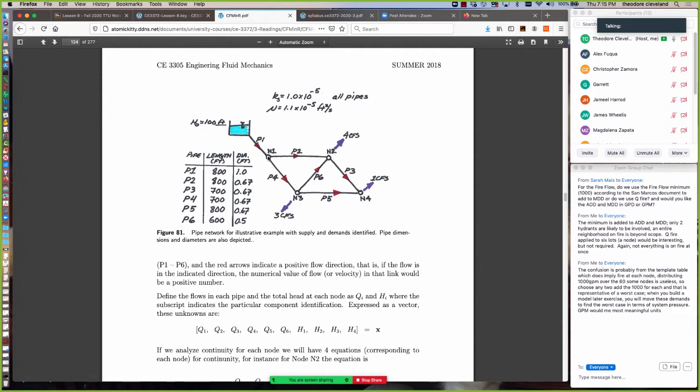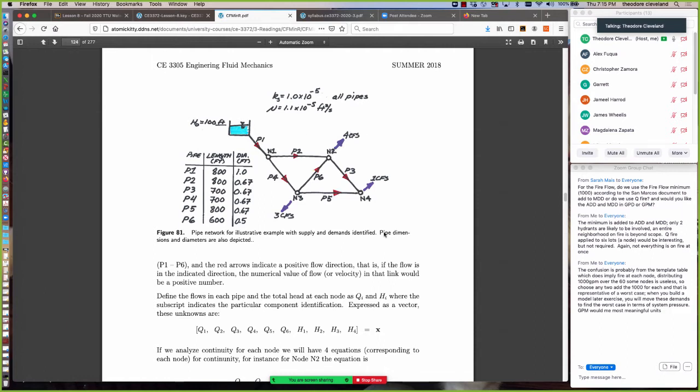At node 1, there are two pipes leaving, pipe 2 and pipe 4. We get to node 2, and there's pipe 2 and pipe 6 coming in, pipe 3 leaving, and the demand of 4 cubic feet per second leaving. We move to node 3, and we have pipe 4 coming in, pipe 6 leaving, pipe 5 leaving, and 3 cubic feet per second of demand leaving. We get to node 4, we have pipe 3 entering, pipe 5 entering, and 1 cubic foot per second leaving.